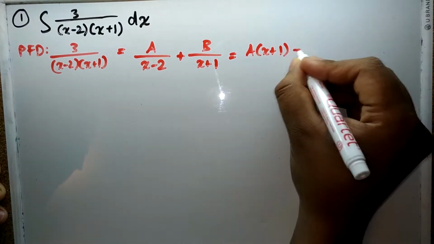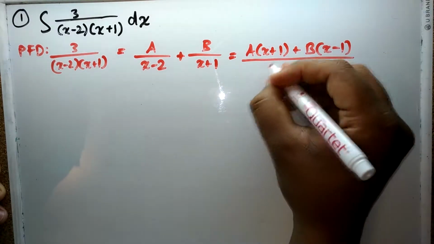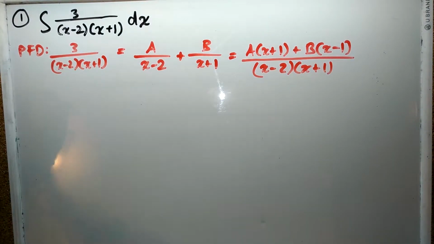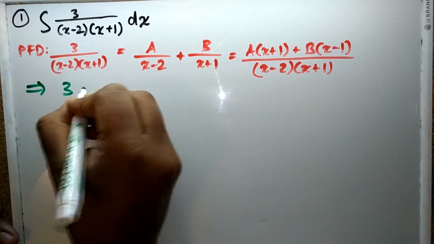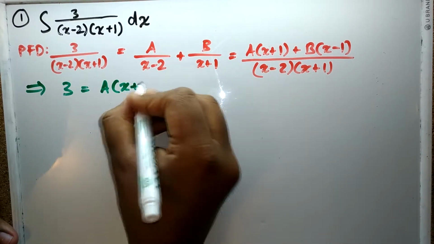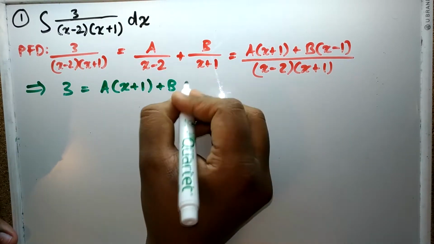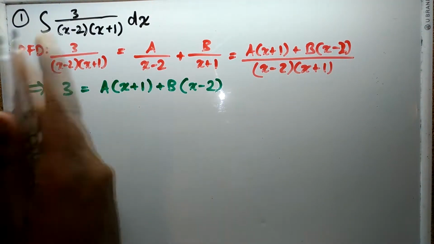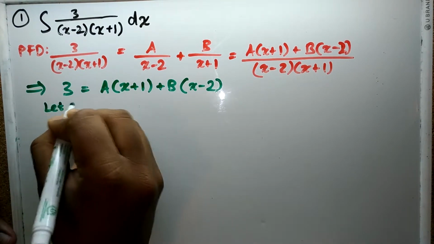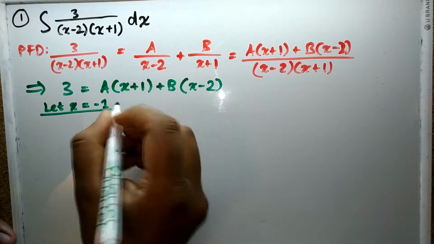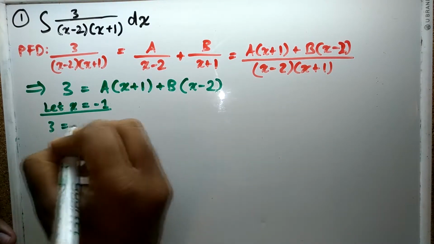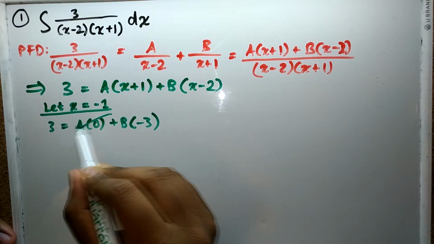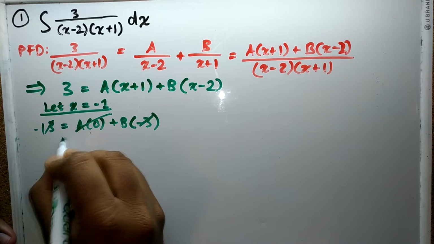And now we can cross multiply to get the denominator to look like what we want in the original integral. And since the denominators are equal, we can just make the numerators equal. So it's 3 equal to a times x plus 1 plus b times x minus 2. And from here, to isolate for a and b, you can remove one of them by letting x equal -1. You can isolate for b, so b equals -1 here.